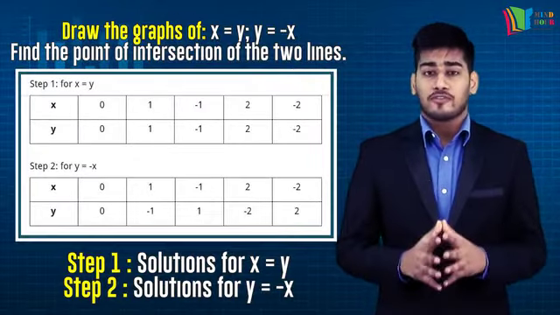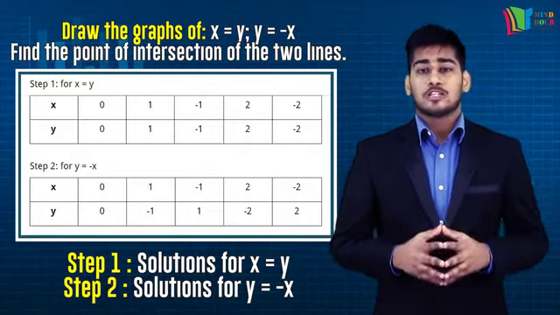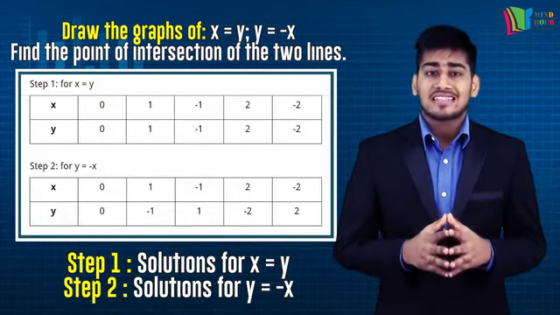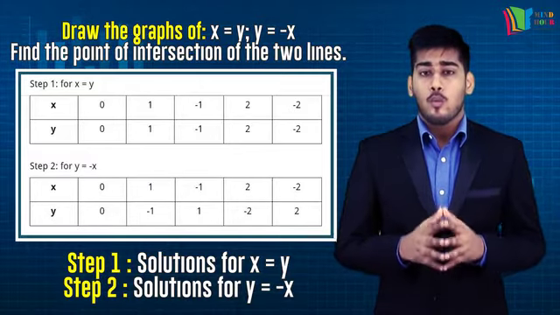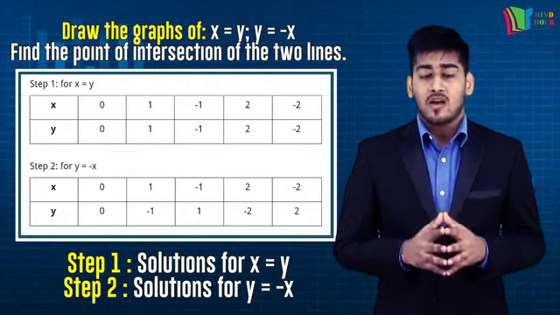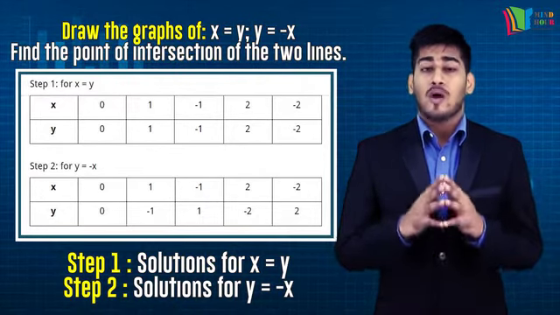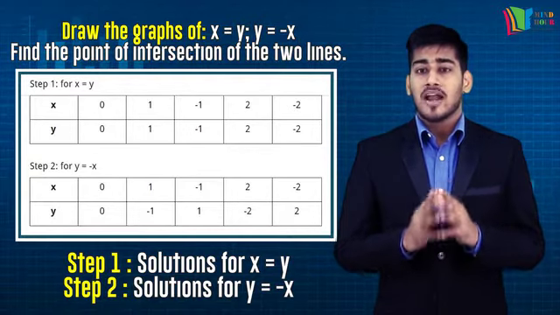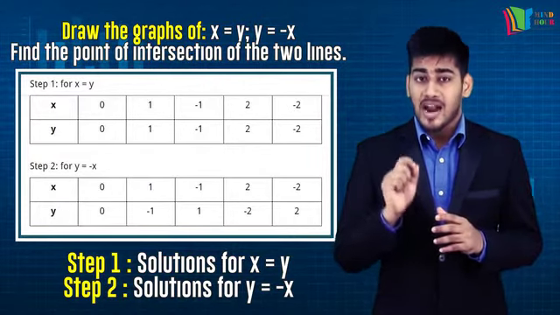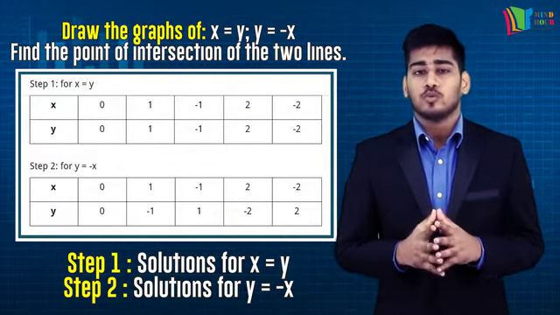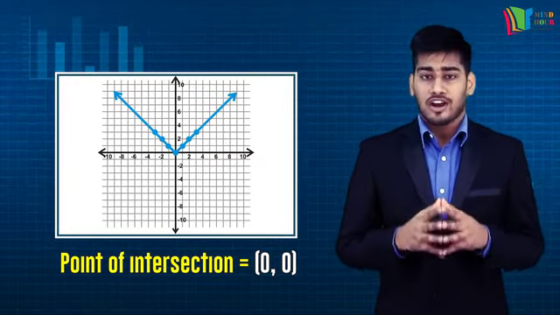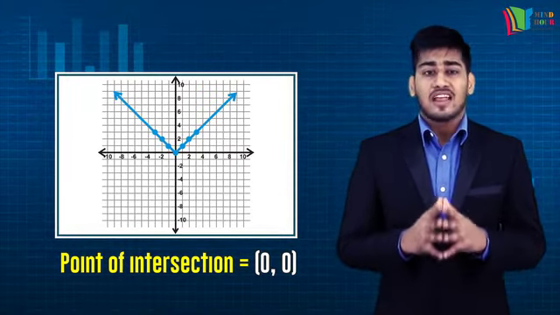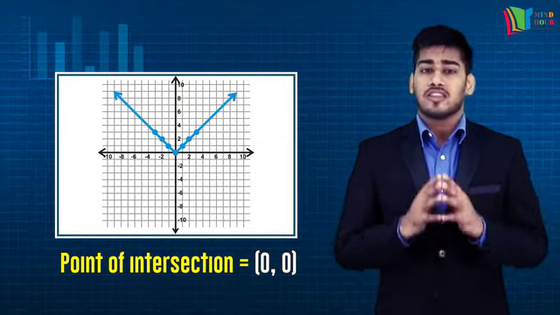For example, draw the graphs of equations x is equal to y and y is equal to minus x. Also, find the point of intersection of the two lines. Step 1. For x is equal to y, where x is 0, 1, minus 1, 2, minus 2, and y is the same. Step 2. For y is equal to minus x, where x is 0, 1, minus 1, 2, minus 2, y is 0, minus 1, 1, minus 2, and 2. When we plot the graph for both the equations on graph paper, we find that the lines are intersecting at the point (0, 0). Again, both these lines have infinite solutions represented by the infinite number of points on them.